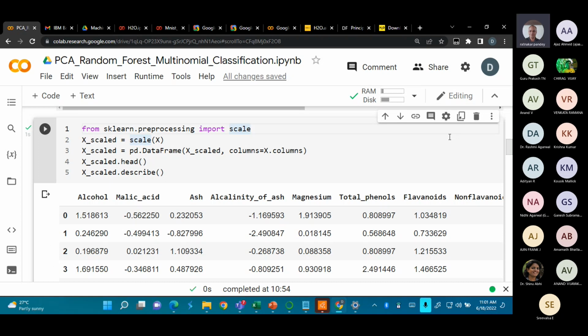Any ideas, Amarnath, what this scaling is doing? You done? Look at the output, describe. Look at the describe output. What is the minimum? What is the maximum? What is the standard deviation? I'm giving you some hint. No, this is not the right output. This is only the head, right? The describe will give you the right information. Look at the describe output. I'm not scrolling down because people are typing.